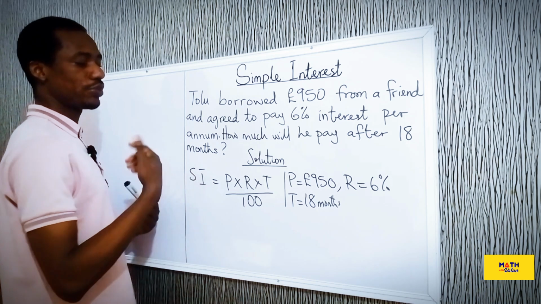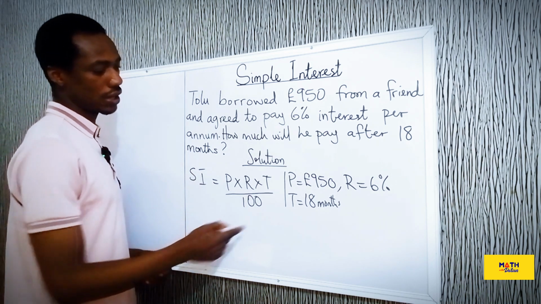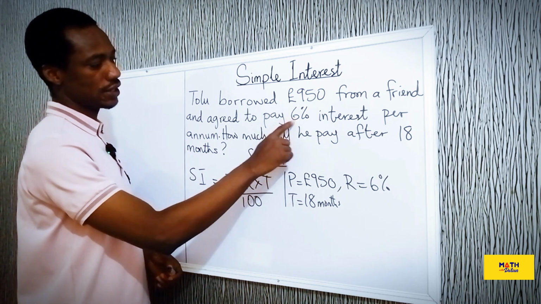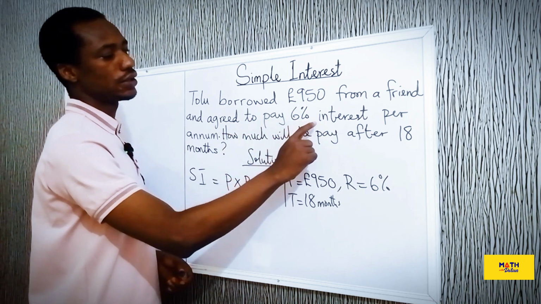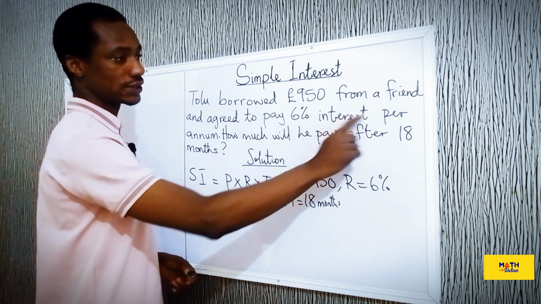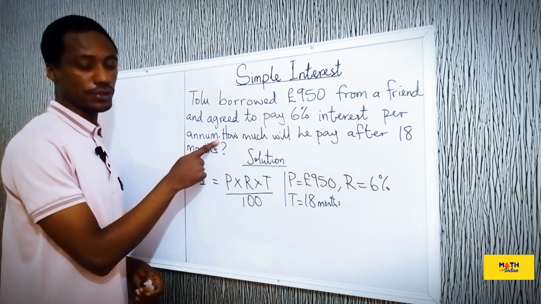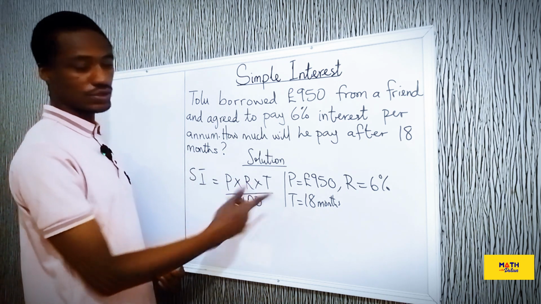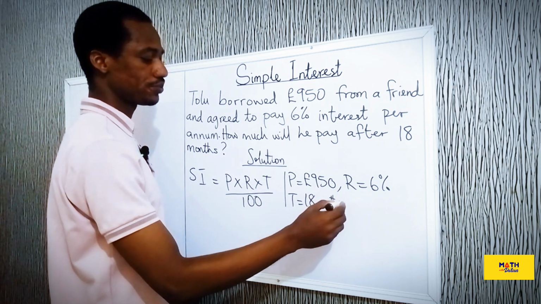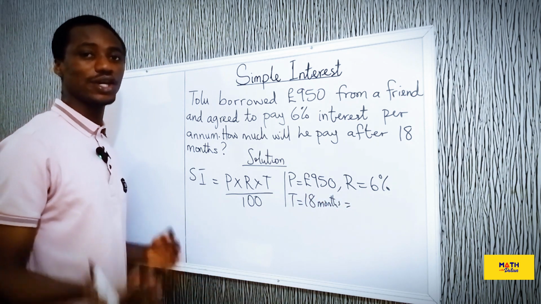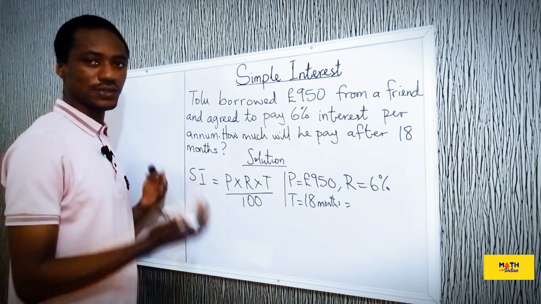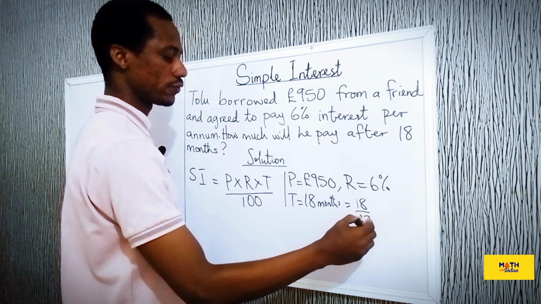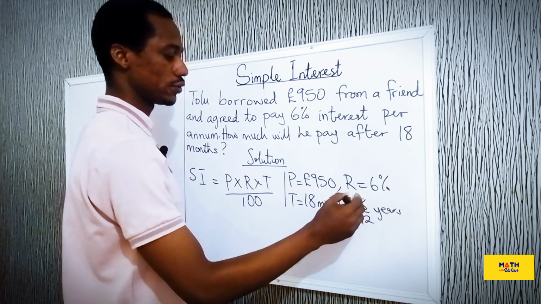Because the interest is paid per year, we have to convert the time to years. The interest is 6% per annum. Per annum means per year, so we are calculating per year. The months should be converted to years. How do we convert months to years? Because there are 12 months in a year, we divide the months by 12, and that gives us the number of years. So this would be 18 over 12 years.